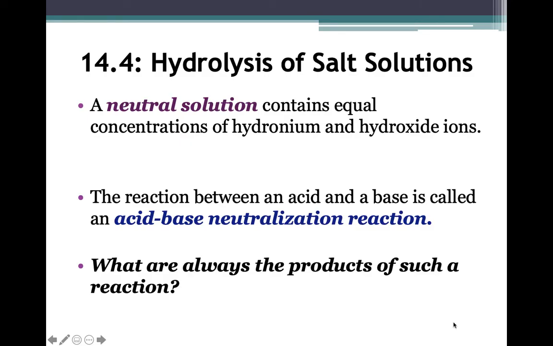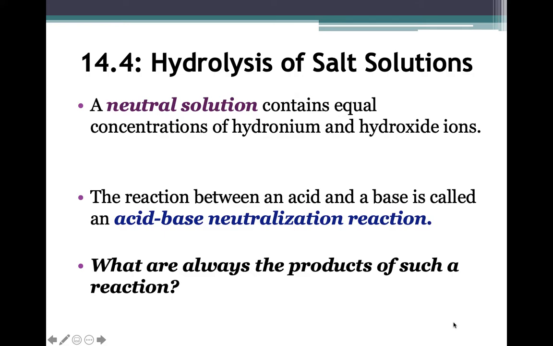Okay guys, so let's talk about salt solutions. When we have a salt, it has three possibilities. It could create a neutral solution, it could create an acidic solution, or it could create a basic solution. And we're going to go through each one so that you understand what's going on. A neutral solution contains equal amounts of hydronium and hydroxide ions.